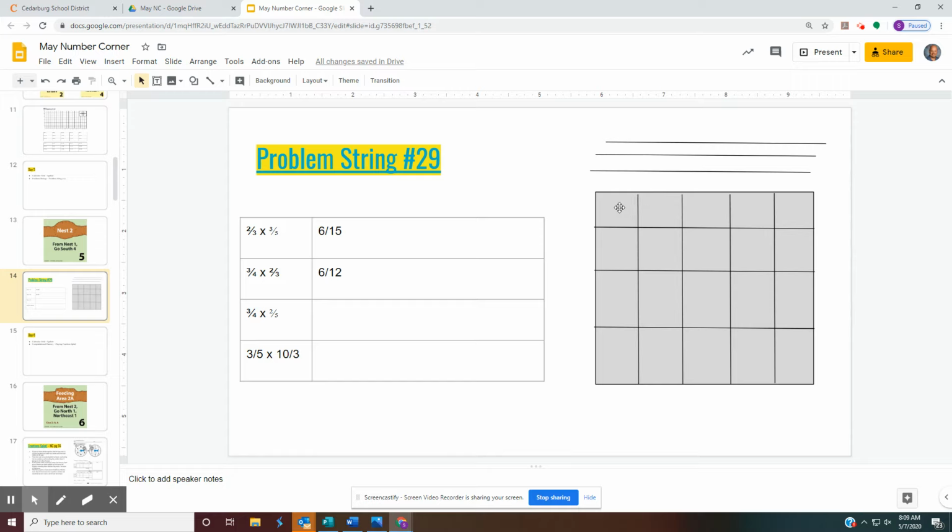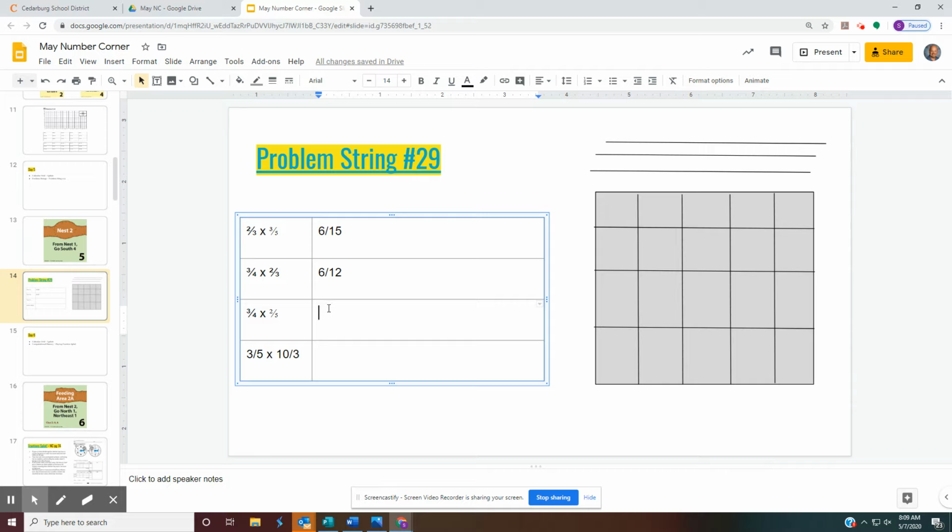We overlap in 1, 2, 3, 4, 5, 6. 6 again. But for our denominator, we have so many more spaces on this graph, correct? Or on our array. How many squares are there in total? Well, 1, 2, 3, 4, 5 times 4 is 20. Good. All right, so now let's think, how am I going to go 3/5 times 10/3, right? Bridges always throws in that extra one.